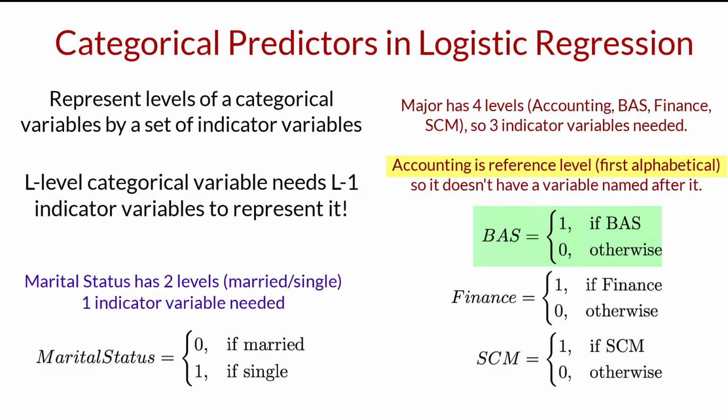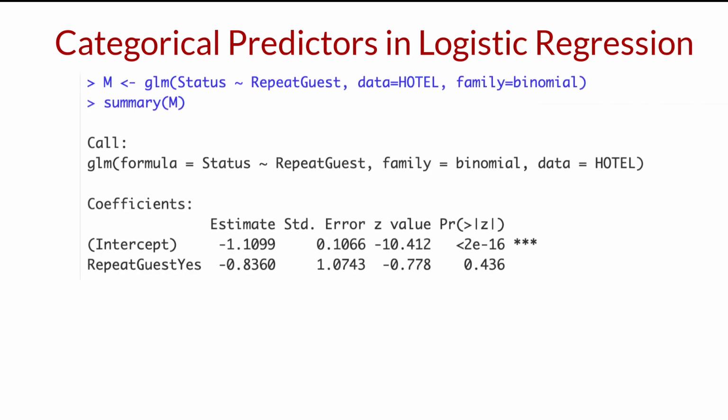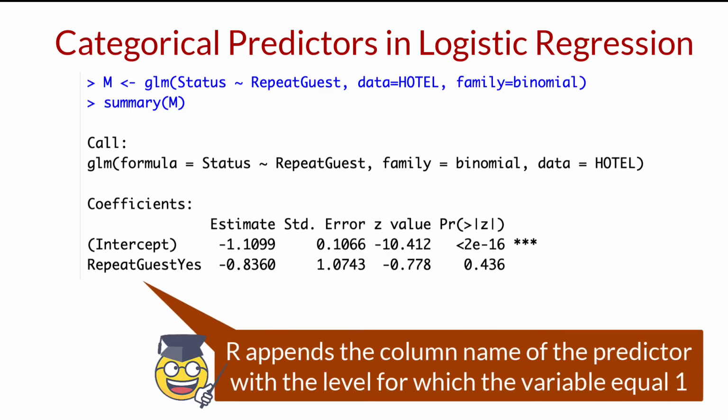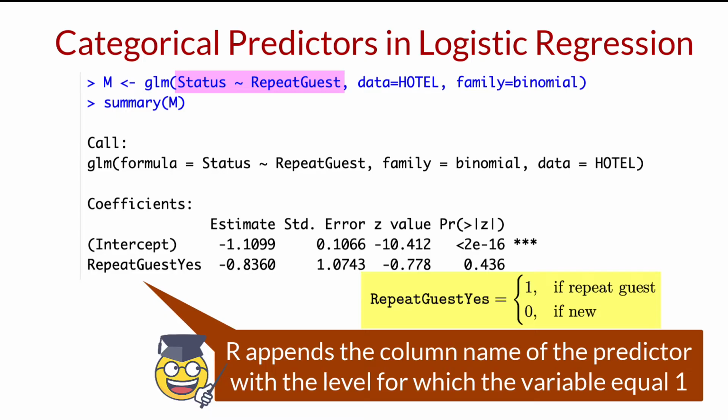So let's predict the probability of canceling from whether or not the person is a repeat guest. The levels are yes and no. No is going to be the reference level, so our indicator variable will equal 1 when the person is a repeat guest and 0 if not. So we'll use the formula status ~ repeat_guest, and we find that R has made the indicator variable repeat_guestyes.